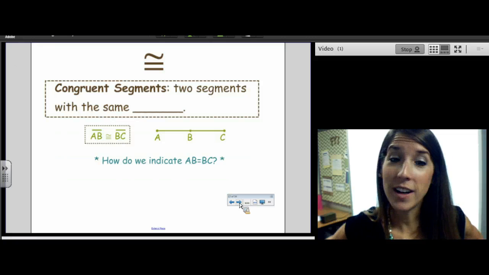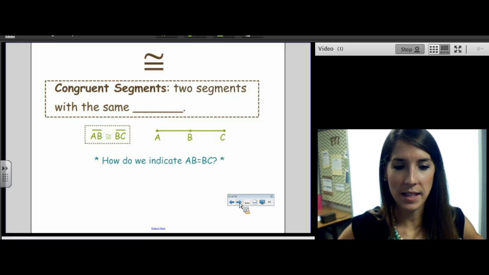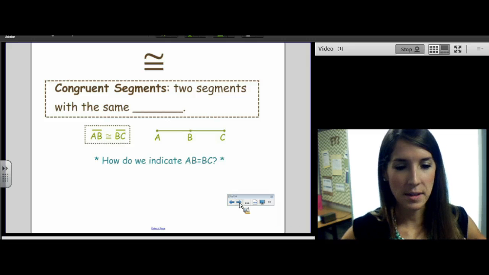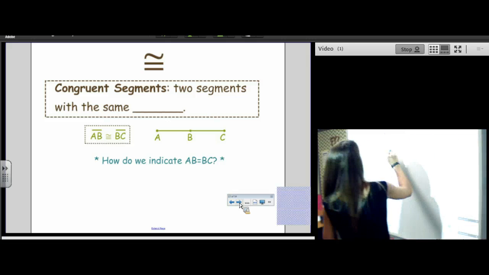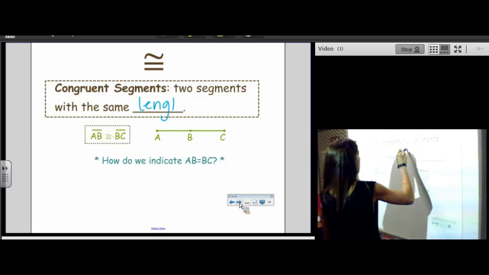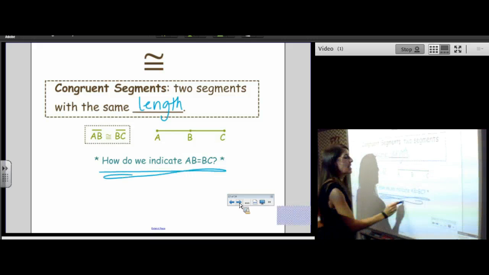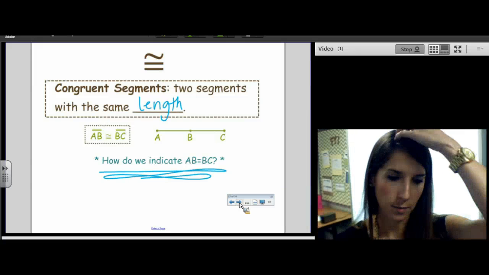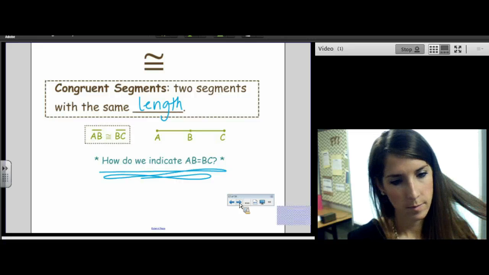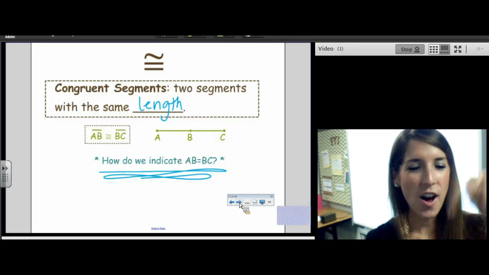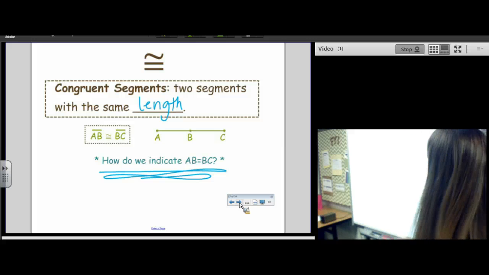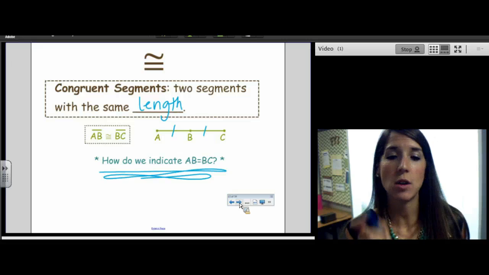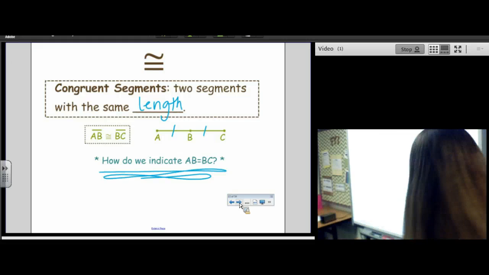We've learned this before, congruent. Congruent segments are two segments with the same length. How do we indicate that they are congruent? What do we add to our picture? I call them tick marks. That now is me communicating to you that AB is the same length as BC.